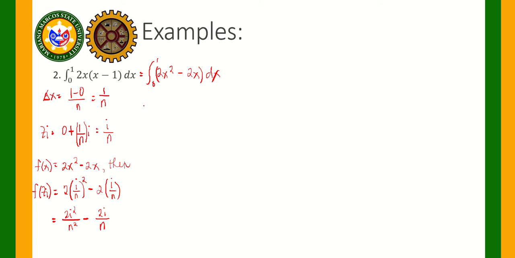So this will be equal to the limit of the function, summation of 2i squared all over n squared minus 2i all over n, where i is from 1 to n, limit as n approaches infinity. So, simplify natin to. Ay, may nakalimutan ako, si delta x. So, 1 over n. Okay?